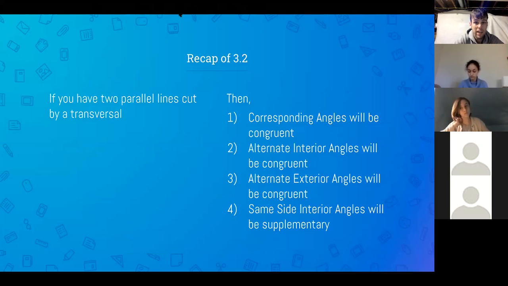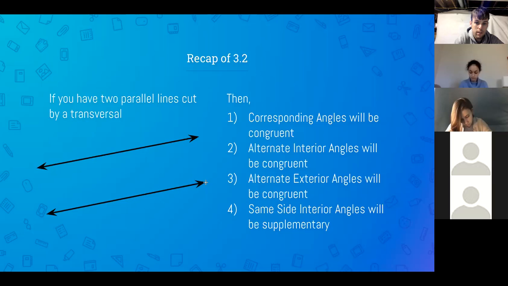I'm going to make a little sketch of this just to make sure we're all on the same page of what we're talking about. So we have two lines. Let's say they are parallel to each other, and we have a transversal. So the transversal is just going to intersect those two lines. We need to be able to identify which angles are which here. So I'm going to number some of these. 1, 2, 3, 4, 5, 6, 7, 8.